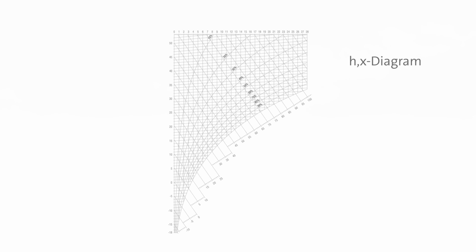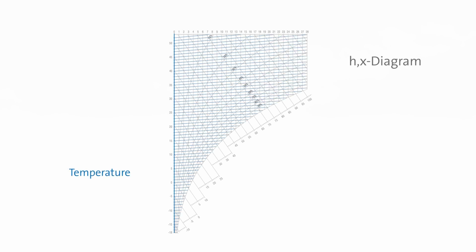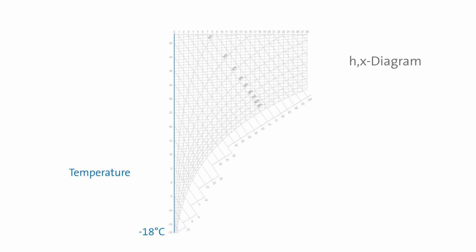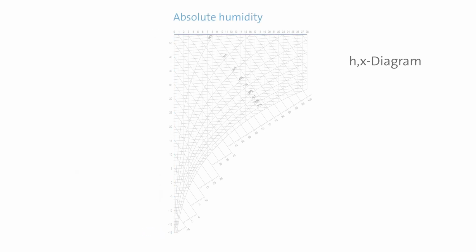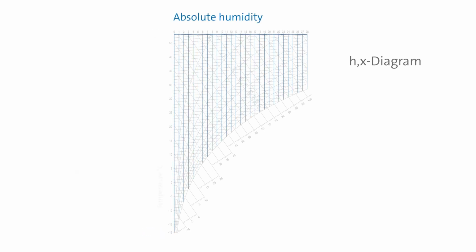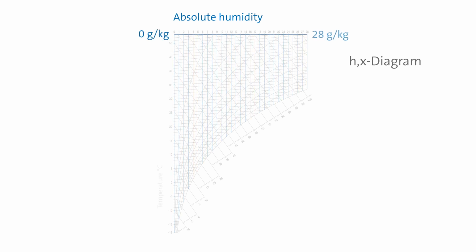The left scale of an HX diagram describes the temperature relevant for planning and building technology with a range from -18 to +52 degrees Celsius. The scale at the top describes absolute humidity in grams per kilogram and ranges from 0 to 28 grams of water per kilogram of air.